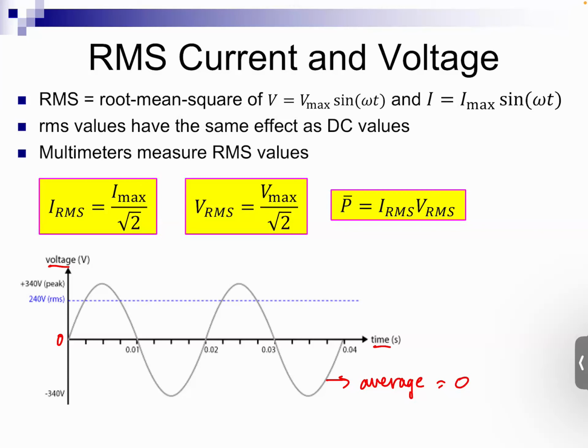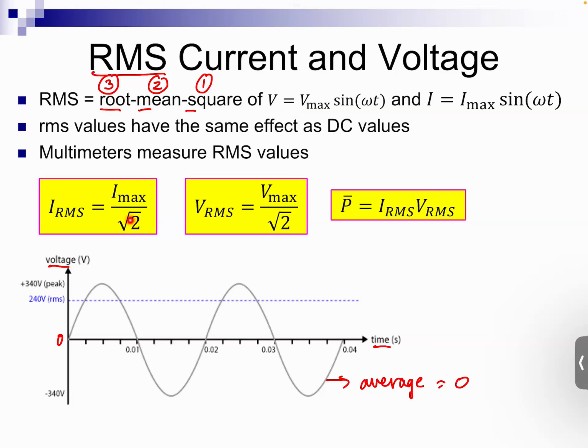So instead of using average, we use what we call RMS. RMS means root mean square value of the voltage. So how you apply RMS is you first take the square of the voltage, then take the mean or average, and then you take the square root. Similarly, you can do the same thing for the current: take the square of the current, then the mean or average, and then take the square root of the average. That will give you the RMS or root mean square value.